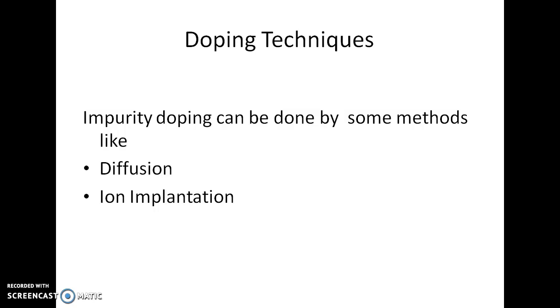Homoepitaxy is growing the same layer on the same type of other layer. Heteroepitaxy is growing one over the other differently. An example of heteroepitaxy is silicon on sapphire. But epitaxy cannot be done selectively or deeply. So for selective doping we need to go for diffusion, and for growing deep into the layers we need to go for ion implantation.